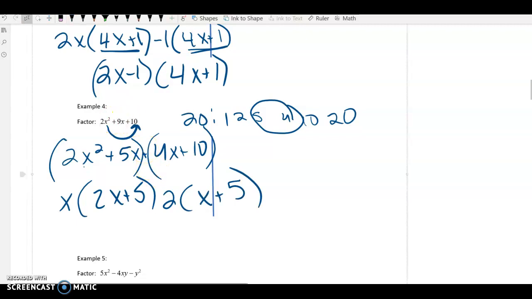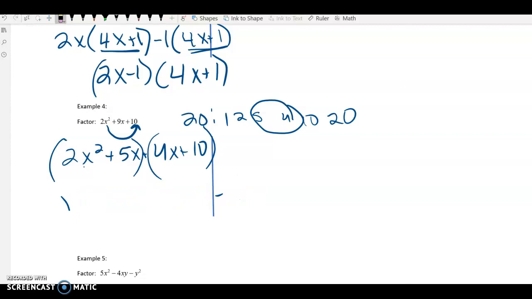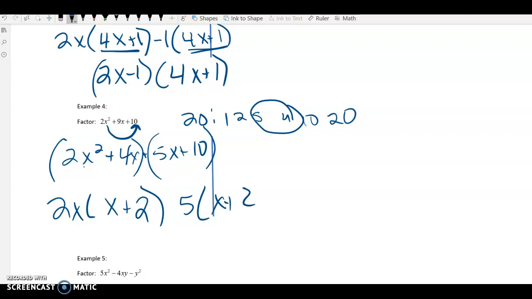Hold on, something's up. I'm going to go back and see if the order here changes my answer. So instead of putting the 5x first, I'm going to do 4x and then 5x. If I take out a 2x here, I am left with x plus 2. And over here, if I take out a 5, I'm left with x plus 2. There we go. So I'm left with 2x plus 5 and then x plus 2.